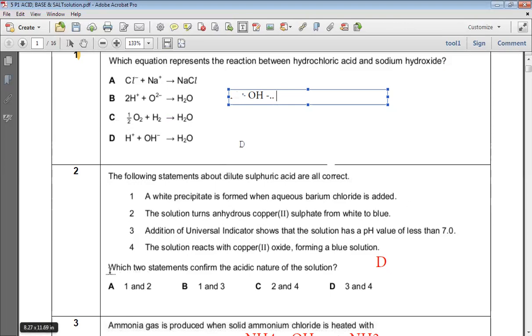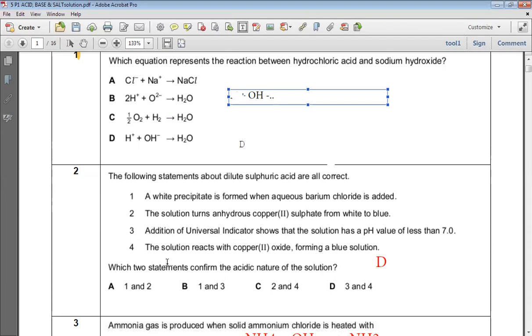But here is the question: which two statements confirm the acidic nature of the solution H2SO4? Addition of universal indicator shows that the solution has a pH value of less than 7. Yes, all acids have a pH value less than 7. Sulfuric acid, one of them, is a strong acid. It has a pH value from 0 to 4. Normally 0 to 3 should be considered, but in our syllabus it is given from 0 to 4. So it is correct. The solution reacts with copper(II) oxide forming a blue solution.